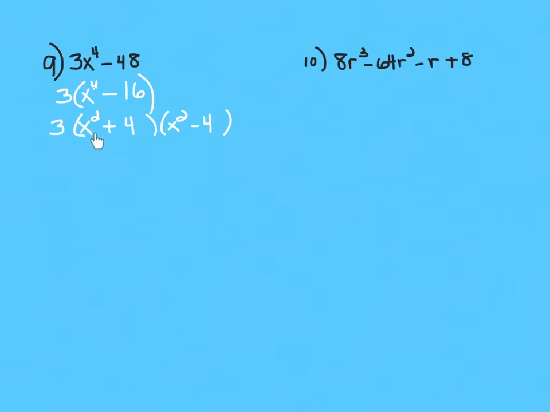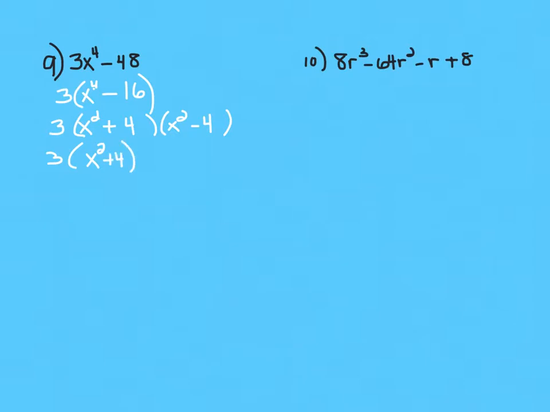So again, we have two terms and two terms. Do we have a difference? No, we don't. Over here, do we have a difference? Yes, we do. Of perfect squares? Yes, we do. Remember, if it's an addition sign, you can't factor further. So let's bring the 3 down, and let's bring the x squared plus 4 down.